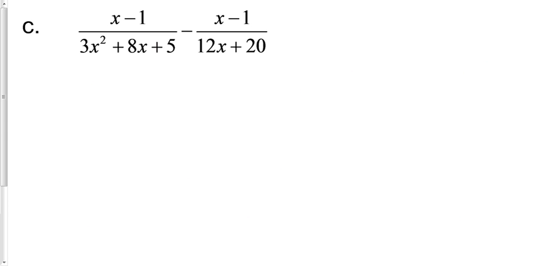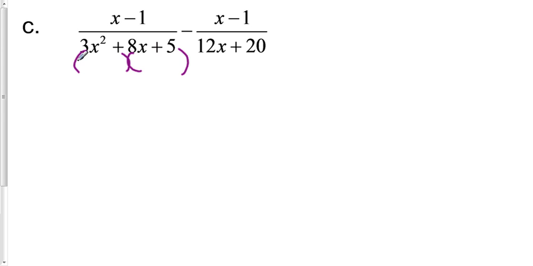Okay, I'm going to show you one more of these. This time I've got a trinomial in the denominator, and I've got to try to match it with this binomial over here. So we have to get a common denominator. Well, it always helps to factor first. So I'm just going to rewrite this trinomial in factored form. If it factors, it's going to factor into two binomials.